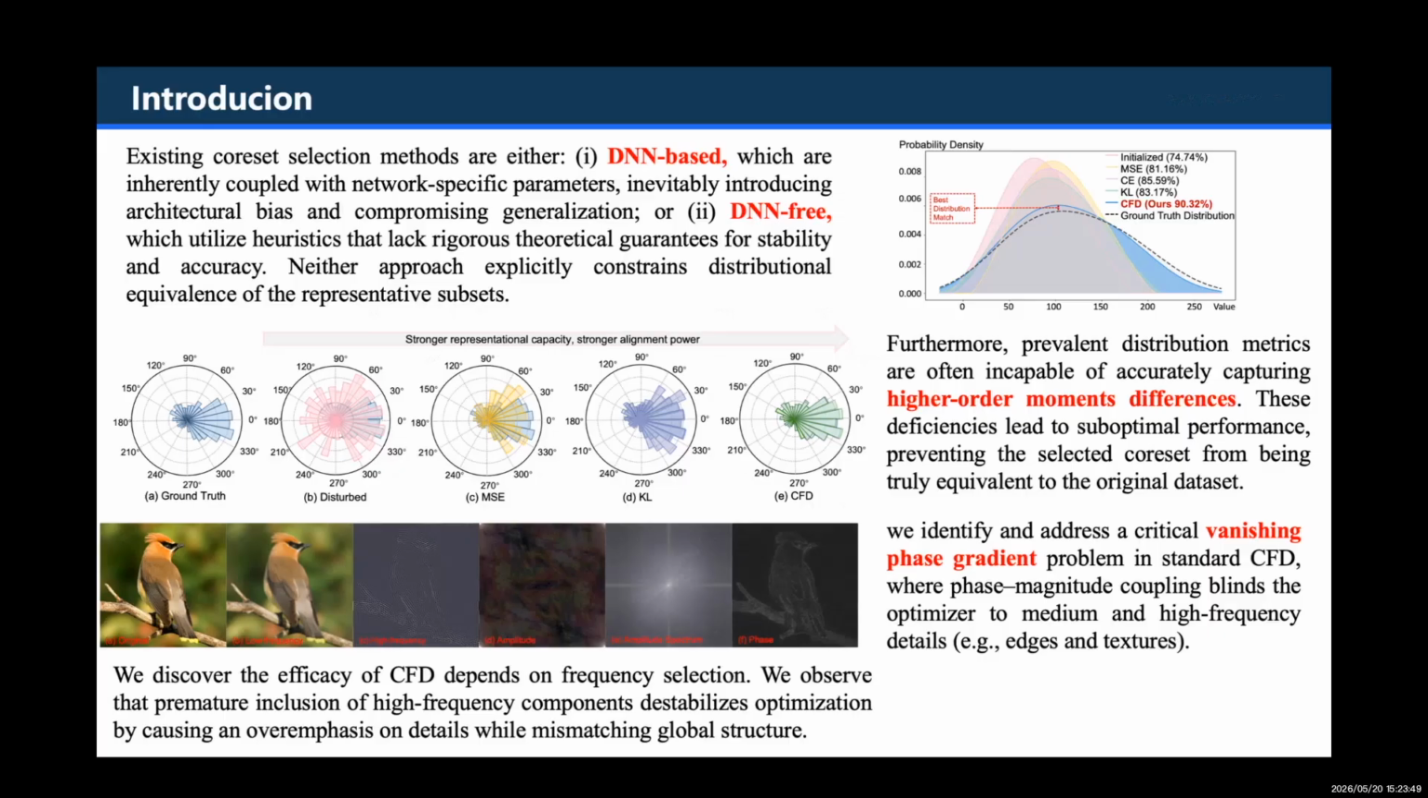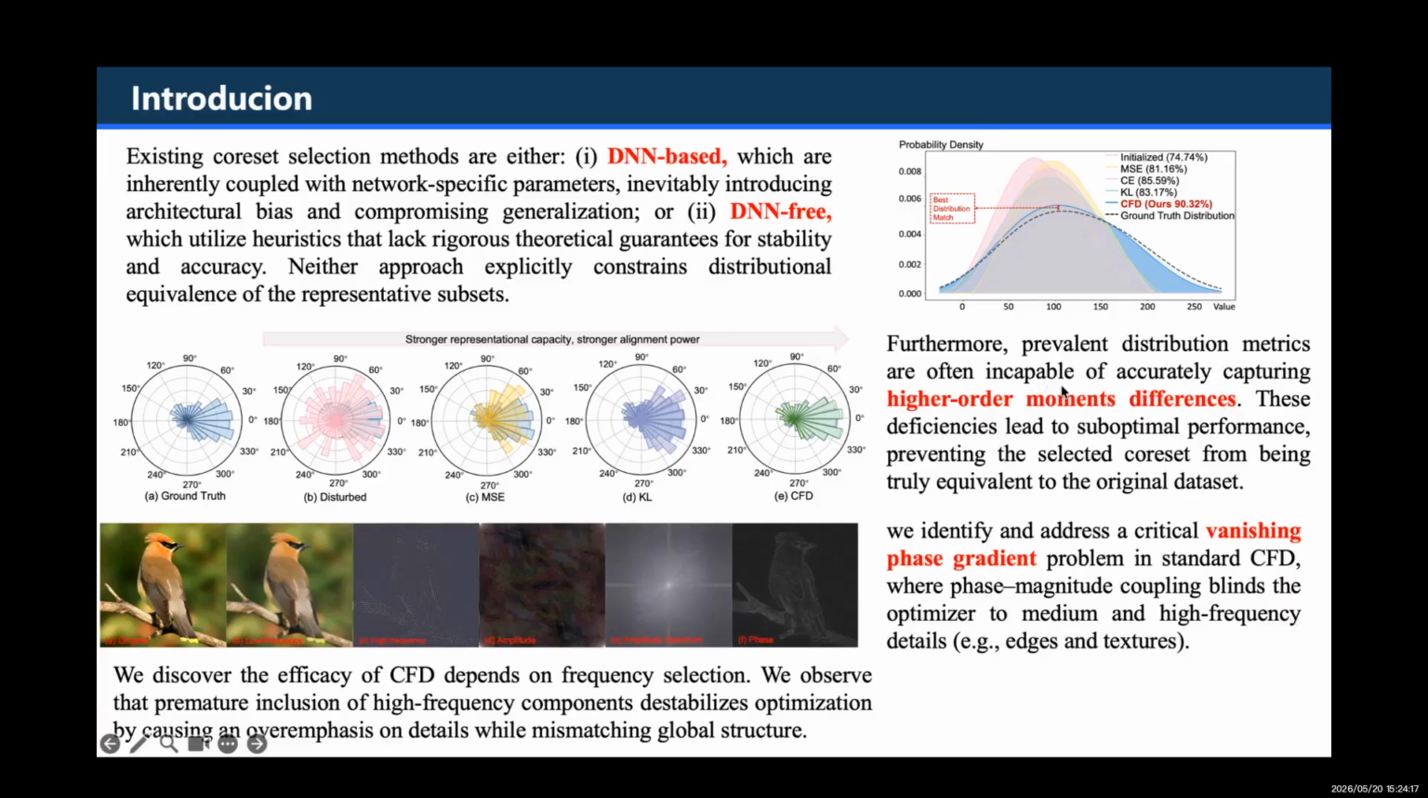We have also discovered that distributional equivalence is of vital importance for the performance of the downstream task of our Coreset. So we'll see on the left-hand side in this figure, the better the distributional equivalence, the better the performance is.